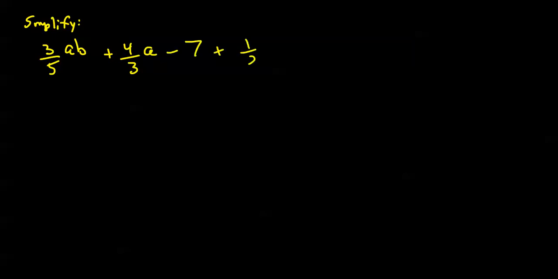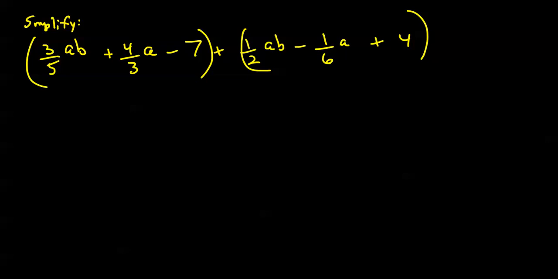Alright, let's talk about some fractional values here. Let's say, simplify the following polynomial sum. Let's get some fractions in here. 3/5 AB plus 4/3 A minus 7 plus 1/2 AB minus 1/6 A plus 4. Alright, so here I'm really being asked to add two trinomials, and you'll notice some of these are like terms.